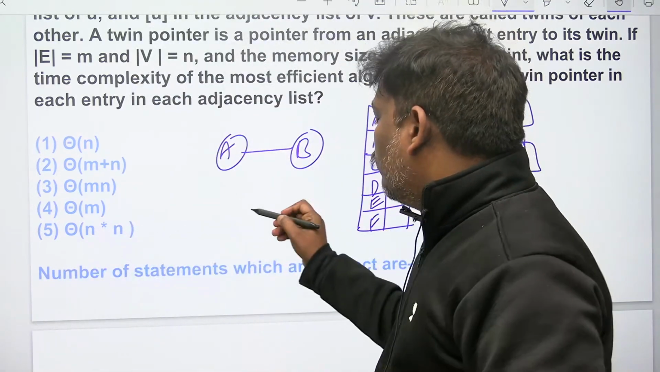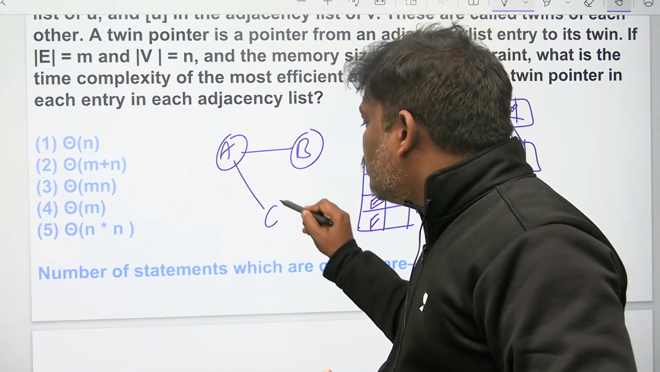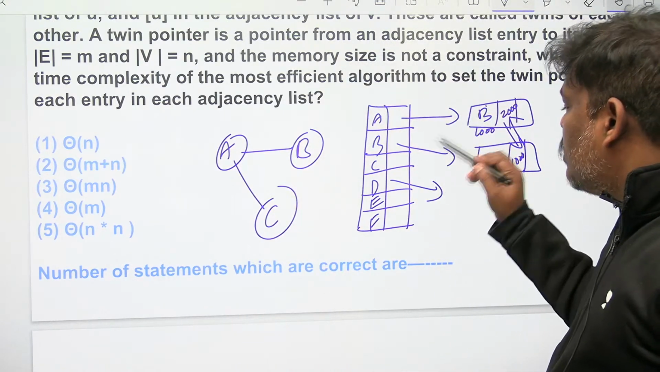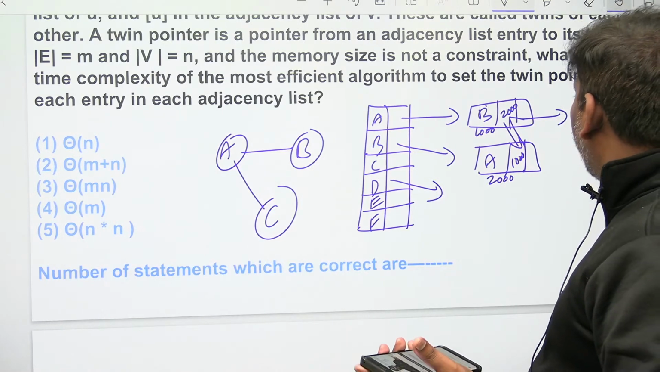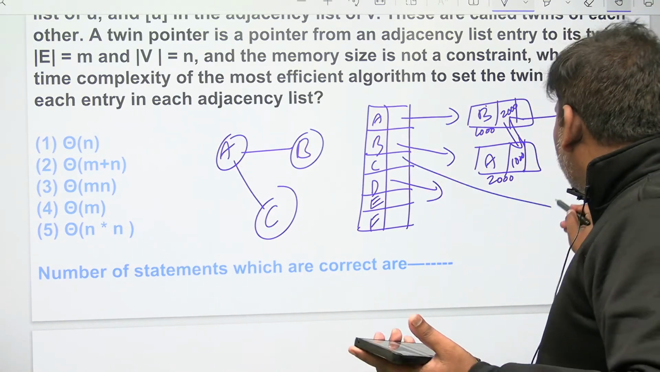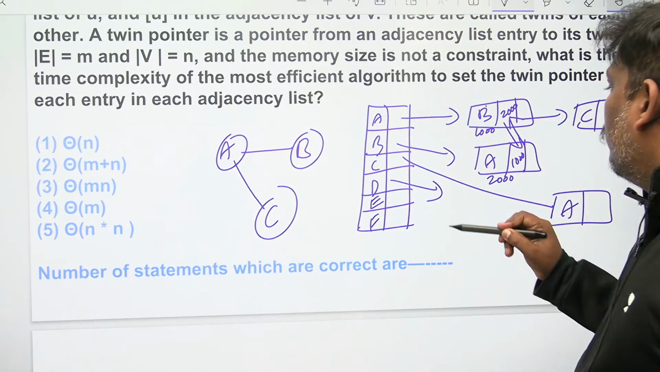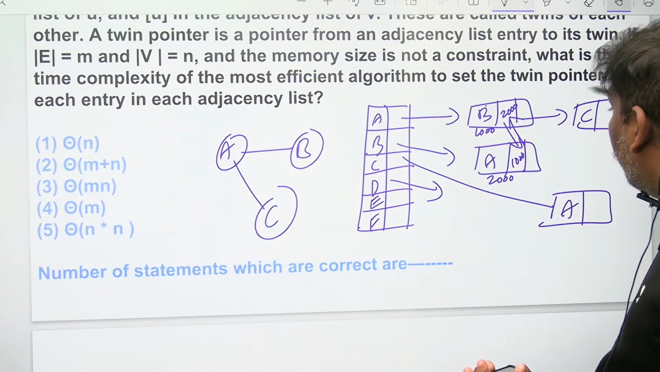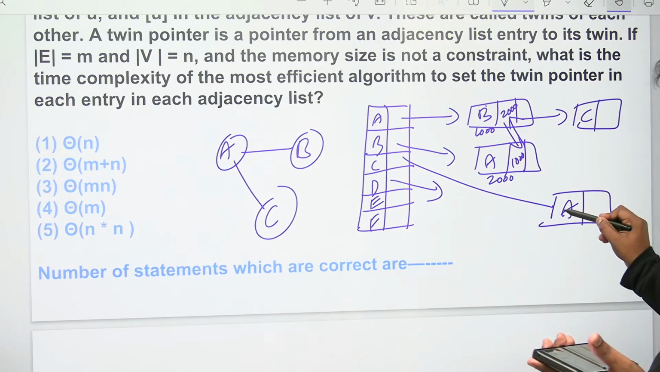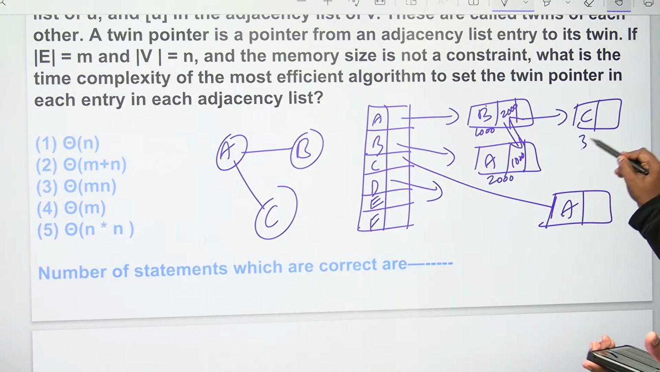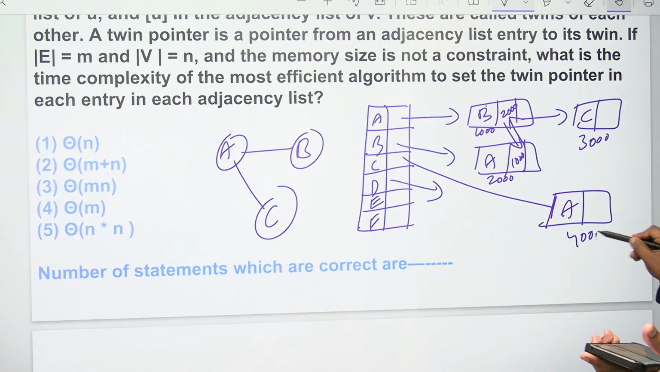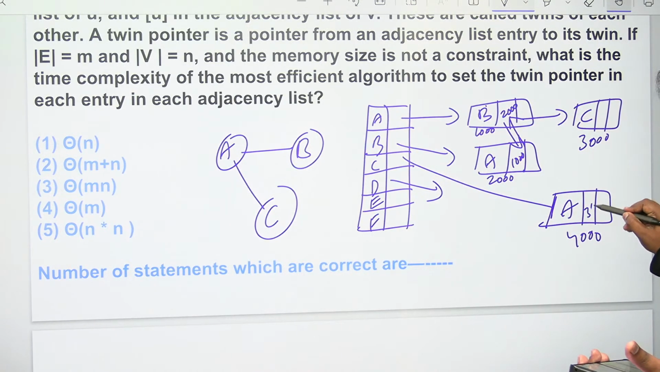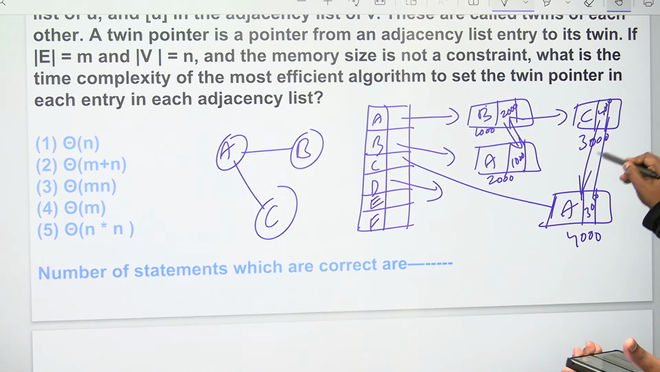See, one more thing I will give. A adjacent is C also. What is the meaning? If A is adjacent to C, then in the A adjacency list C will come, and in the C adjacency list A will also come. In an undirected graph, if A and C are adjacent, create these two nodes at a time. Assume this is 3000 and this is 4000. After creating both the nodes at a time using malloc, in the 4000 store 3000, and in the 3000 store 4000. If you do this, linking becomes so simple.